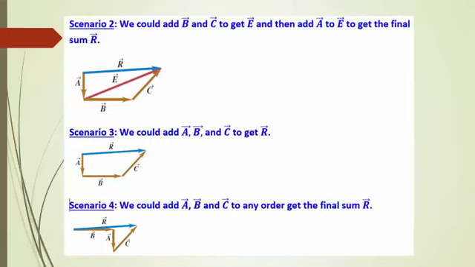Scenario 2. We could add B and C to get E and then add A to E to get the final sum R. Scenario 3. We could add A, B and C to get R. Scenario 4. We could add A, B and C in any order to get the final sum R.